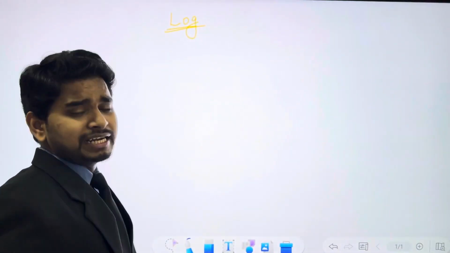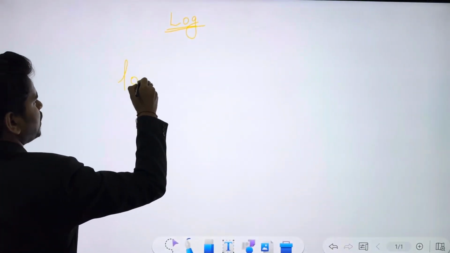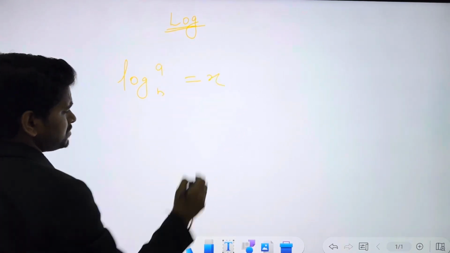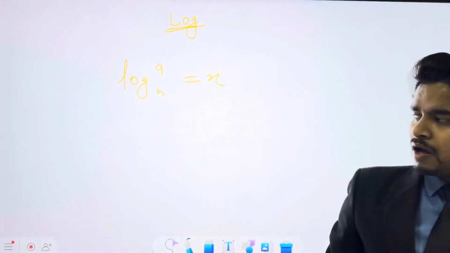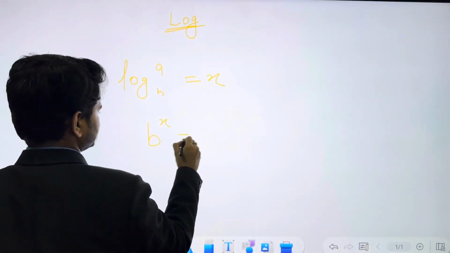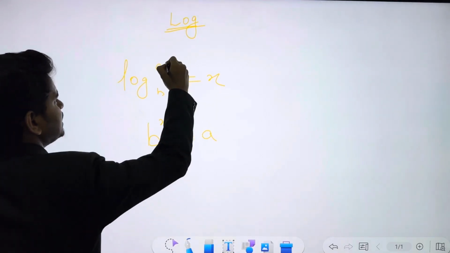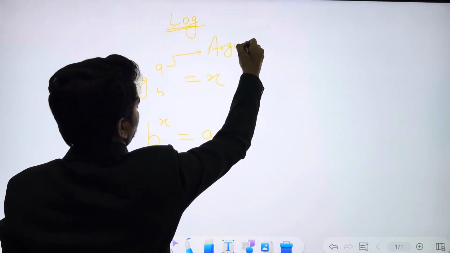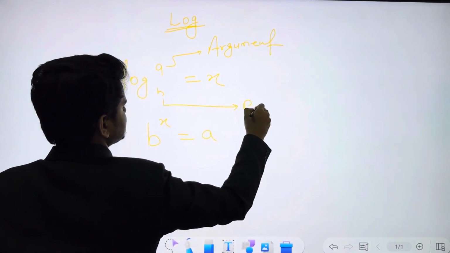What is log? It is a mathematical function. If we have written log a to the base b is equal to x, what is the meaning of this? It basically means that b to the power x is equal to a. What is this a called? This a is called the argument, and this b is called the base.